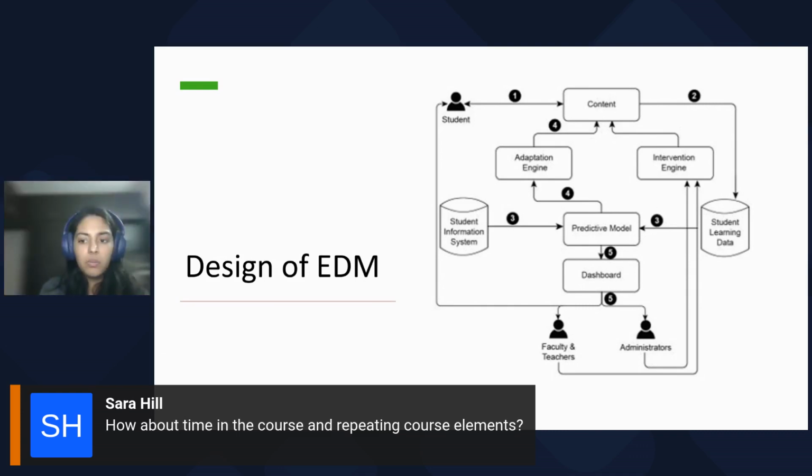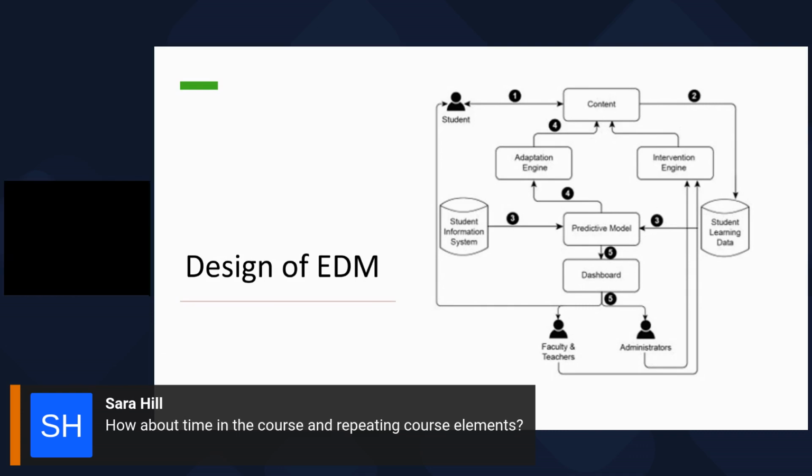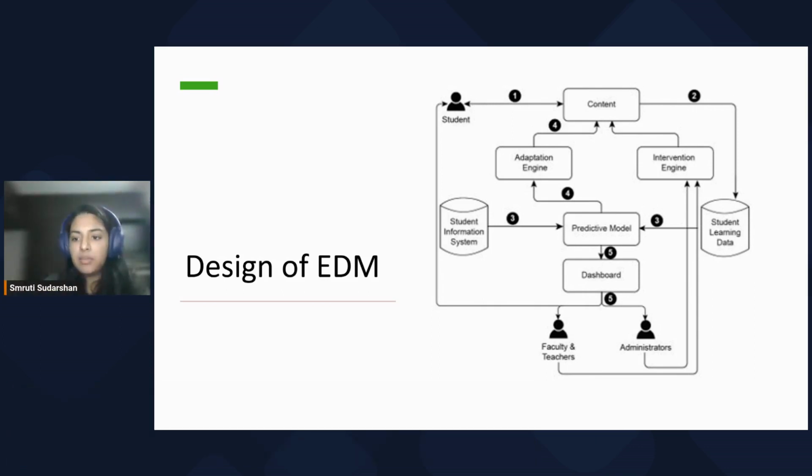Yeah, definitely, we would be taking that as well. The time of the course, and also the repeating elements in the course. That is one of the basics of digital body language, which we would be taking into consideration. But I would like to get more clarity on what exactly you are speaking about in terms of digital body language, or are you talking in terms of EDM?